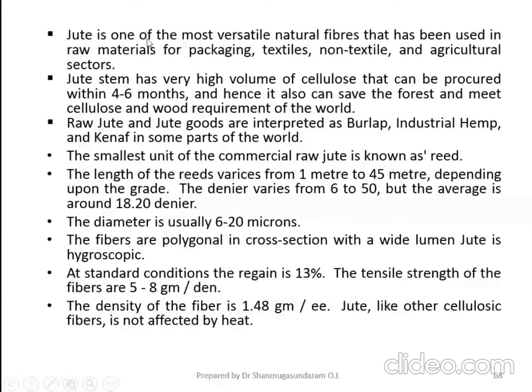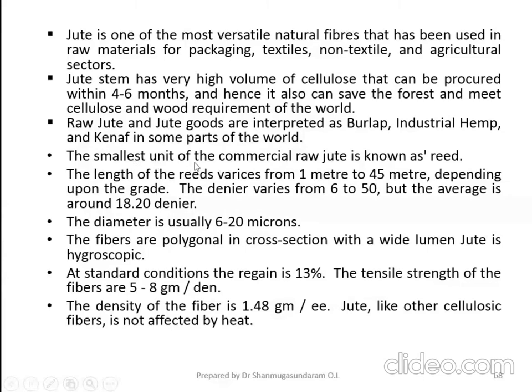So jute stem has a very high volume of cellulose. So jute fiber has a higher amount of cellulose. Within 4 to 6 months, it can save the forest and meet the cellulose and wood requirements of the world. Raw jute and jute goods are interpreted as burlap, industrial hemp, or kenaf in some parts of the world. So you can replace hemp fiber, burlap or kenaf fiber in some parts of the world by using jute raw materials.